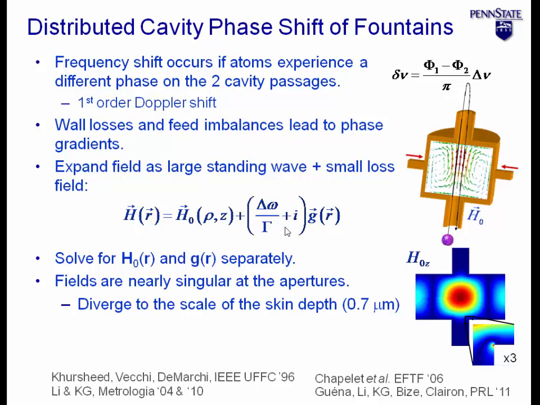One of the difficulties is that near the apertures of the cavity, the fields are nearly singular. There are large currents that run in the copper right at the corner as the microwave magnetic flux tries to escape through the hole. If that corner is very sharp, the fields diverge down to the skin depth, less than a micron in copper. If there's a rounding of this corner, it diverges down to the scale of that radius. So that means you have to mesh quite densely, and that gives you relatively large finite element models.